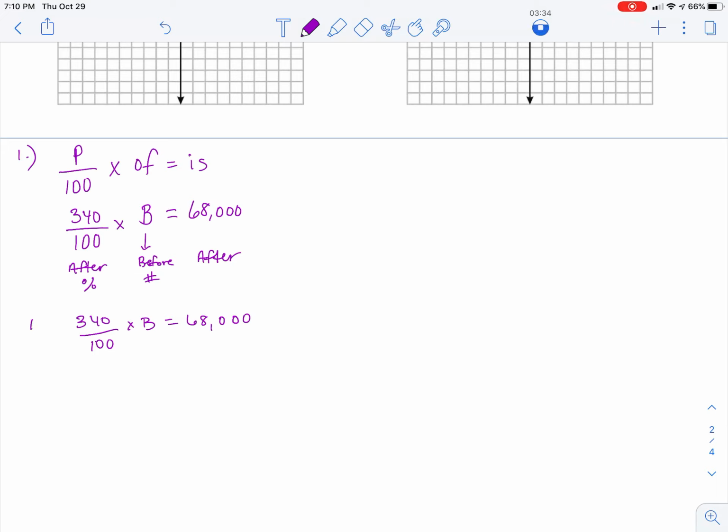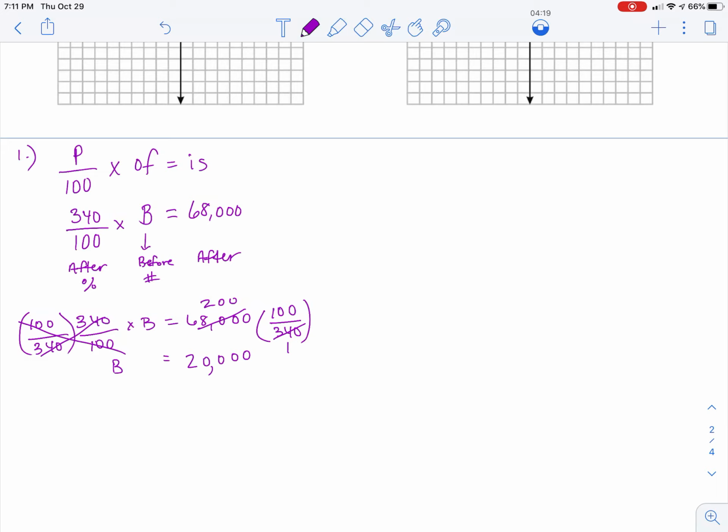To get B alone, I'm going to multiply by the reciprocal, because that's going to turn into 1. 100 times 340 is 34,000, and 340 times 100 is 34,000. We simply cross cancel those to make it easy, and we're left with B on this side. Of course with algebra, we have to do the same thing on the other side, so we multiply by 100 over 340. When you do that, we can cancel here. 340 goes into 340 one time, and it goes into 68,000 200 times. So we end up with 20,000.